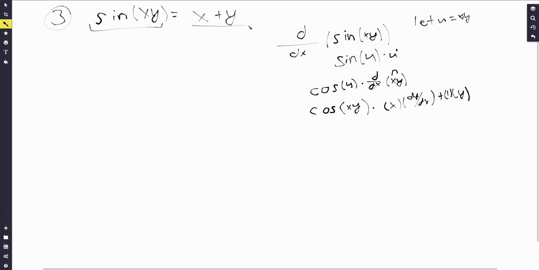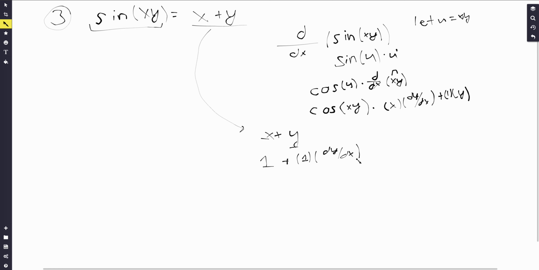So now let's worry about this right side. I'm just going to draw an arrow here. Okay, so x plus y. Well, this one's pretty easy. We can just differentiate this and this term. So that would just be d over dx of x, would that just be 1, plus d over dx of y, that would just be 1 times dy over dx.